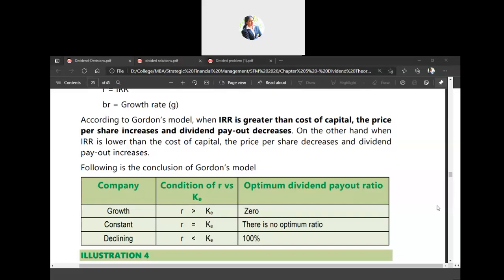Now, speaking about all this, the one thing that we can notice in the Gordon model is that when the internal rate of return is greater than the cost of capital, the price of the company shall increase, and because of this, the dividend payout ratio decreases. The situation would be reversed if the internal rate of return is lesser than the cost of capital: the price per share shall decrease, and thereby dividend payout increases. That is nothing but the explanation of what has been given in the table.